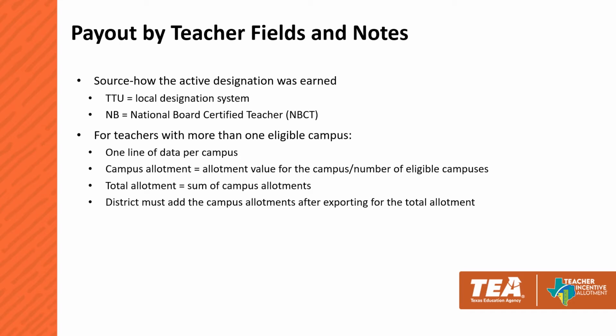The campus allotment will be the allotment value for the campus divided by the number of eligible campuses. And the total allotment will be the sum of those partial campus allotments. So if you have a teacher on more than one eligible campus, there is a field that will state number of eligible campuses. It will tell you how many campuses they were reported at, and the district must add those campus allotments after exporting the total allotment data.